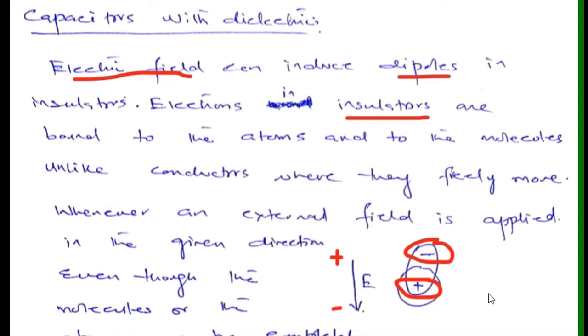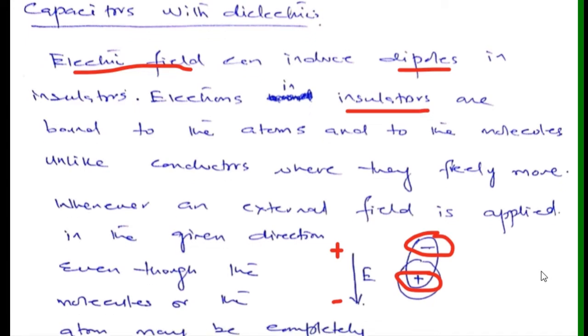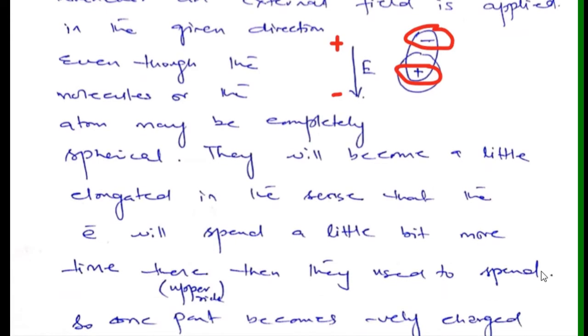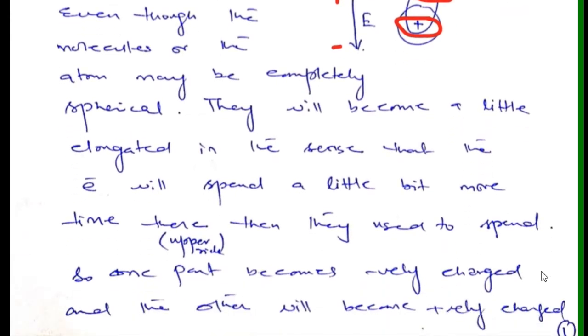So जब हमने फील्ड अप्लाई कर दी तो इस फील्ड की एप्लीकेशन के बाद ये स्फेरिकल एटम जो है ये अब थोड़ा एलोंगेटेड सॉर्ट हो जाएगा और एक तरफ सारा का सारा नेगेटिव चार्ज हो जाएगा और दूसरी तरफ सारा का सारा पॉजिटिव चार्ज जो है वो हमें नज़र आना शुरू हो जाएगा.